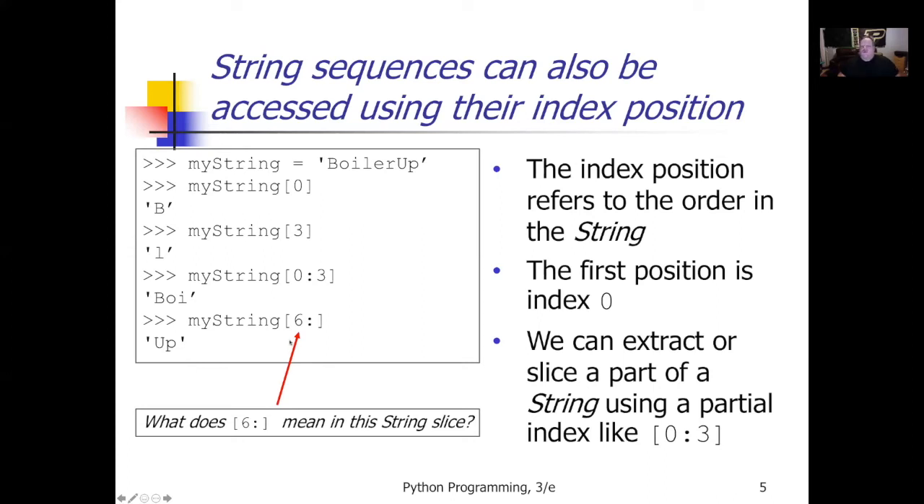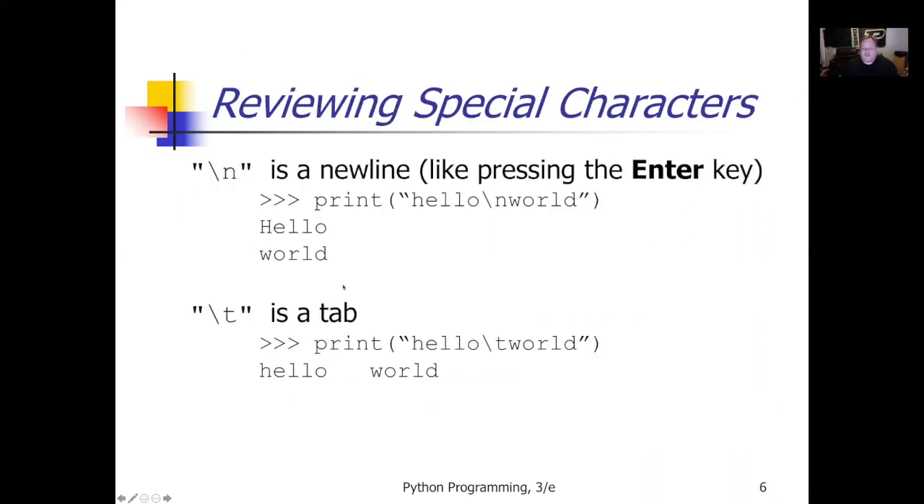Right. So the index position is the order of the characters in the sequence. In this case, the string is our sequence. The first position is always 0, don't forget, and we can use slicing to pull out bits and pieces of the string. In this case, I grabbed index positions 0, 1, and 2. In this case, I grabbed index position 6 to the end. So we can use slicing to do that.